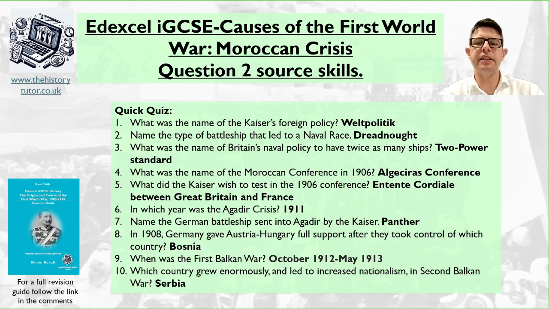And a type of battleship that led to the naval race. That's the dreadnought. So from 1906, this larger battleship, faster, stronger, bigger guns, the British made. And this led to a rivalry between the British and the Germans for the most dreadnought battleships.